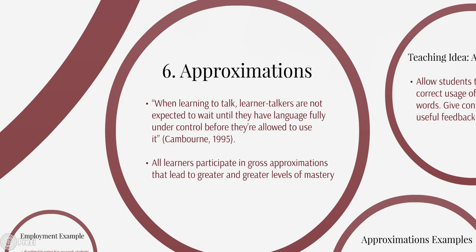Number 6 is approximations. When learning to talk, learner talkers are not expected to wait until they have language fully under control before they're allowed to use it. So once again, that's kind of where he's applying the concept of learning to talk to overarching learning in general. So obviously, when we teach something to students, we understand that they're not going to be perfect at it at first, and that's an important message to convey to them, that they are allowed to try and not get it quite right.